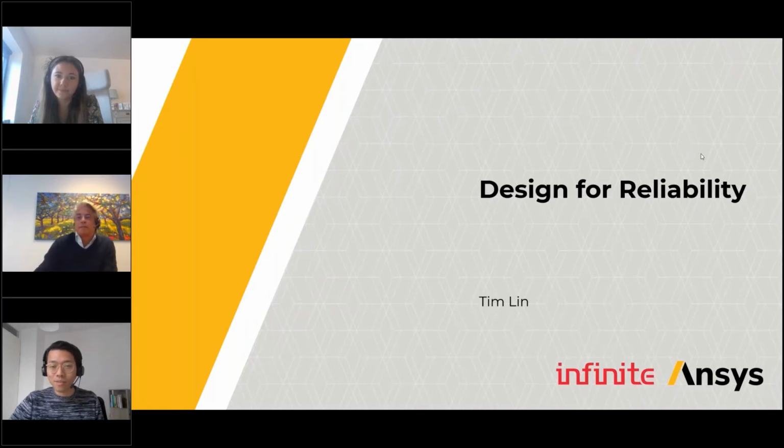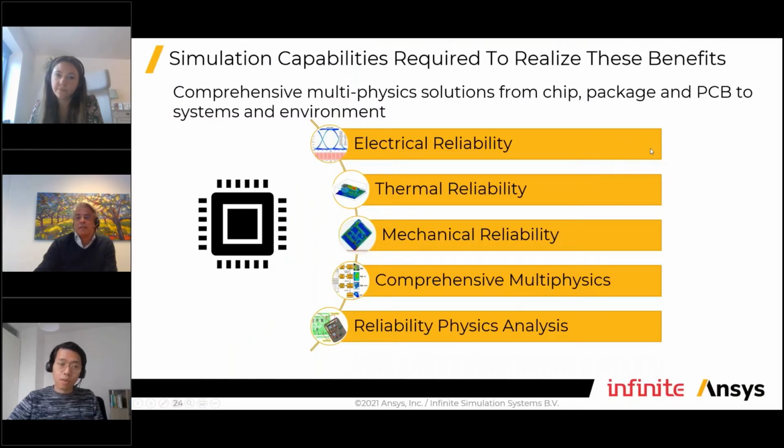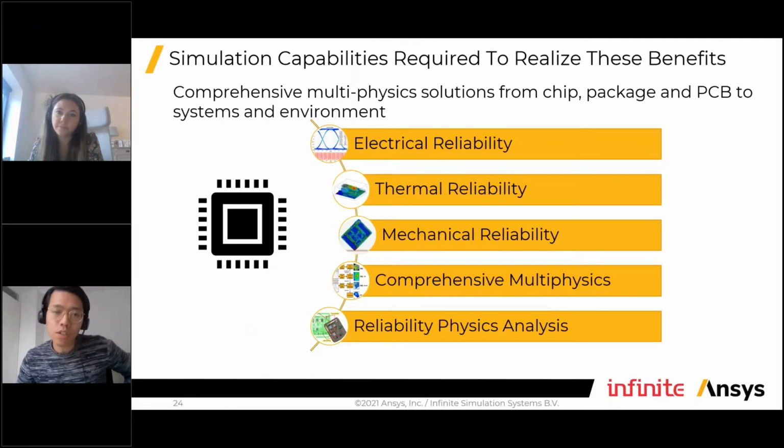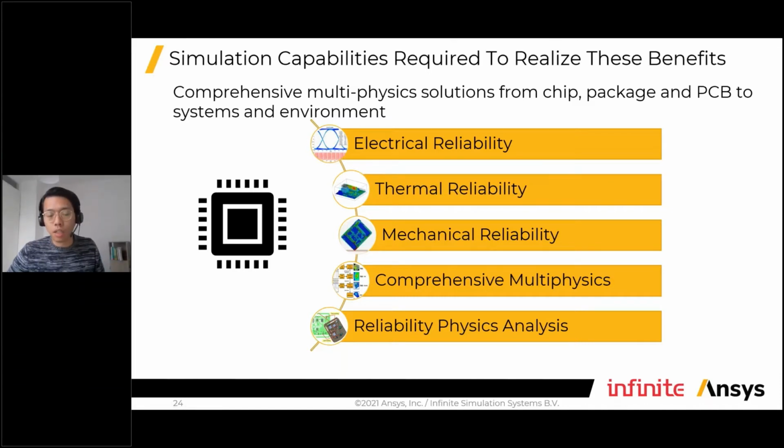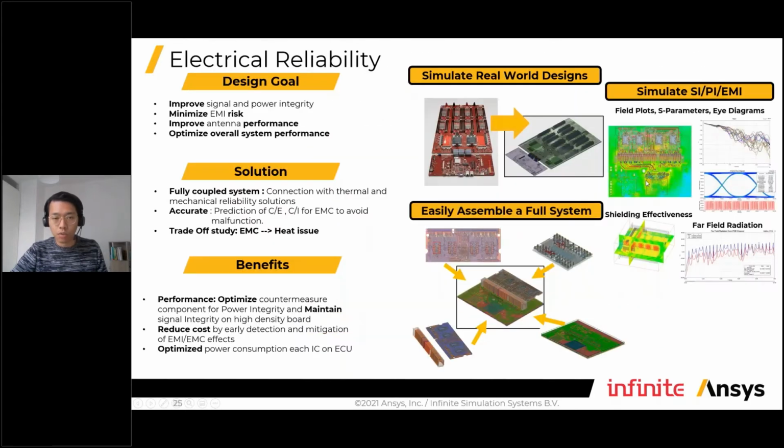Thank you, Edwin. Okay, so let's dive into design for reliability and understand what aspects we want to focus on. Here we can see that reliability itself actually comes with a lot of different aspects. When we're talking about electronics, the first thing we usually talk about is electrical reliability, but there are also some other aspects that are rather important that we like to focus on.